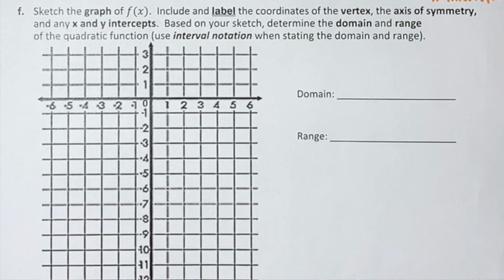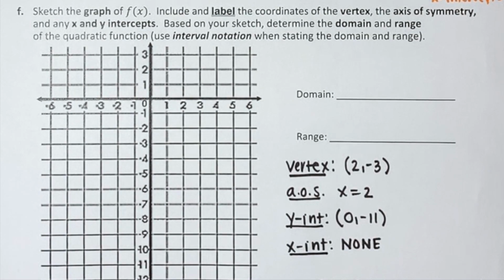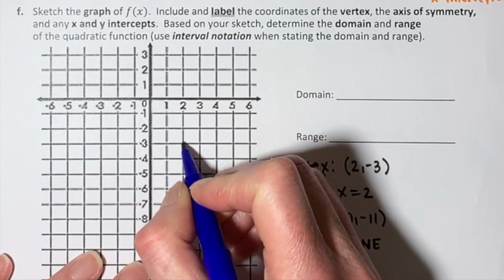Now that we've completed steps A through E, let's go ahead and graph. I'll first start by writing the important information from steps A through E. If you look back at steps A through E, we found the vertex, the axis of symmetry, the y-intercept, and we found that there are no x-intercepts. Let's use this information to graph. We'll start with the vertex, which is at the point (2, -3).